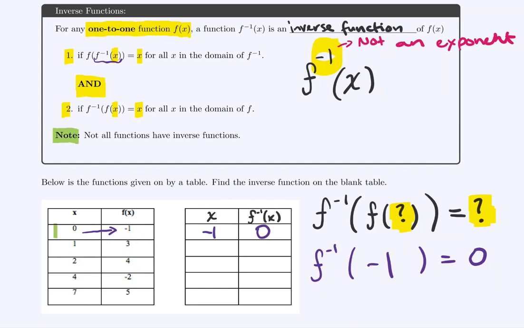See if you can recognize there is a pattern here. See if you can see what happened in the pattern of input and output values between the original function and its inverse.